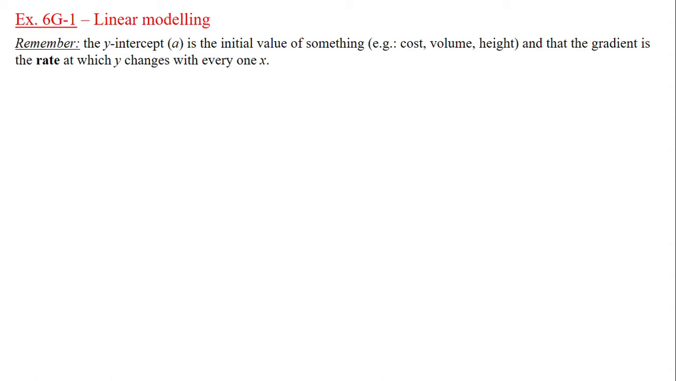So remember from previous exercises that the y-intercept is the initial value of something, and in our standard form for a linear equation we give that value a as our y-intercept. The gradient b is the rate at which y changes with every 1x. So remember that our standard form of the equation is y equals a plus bx, okay?